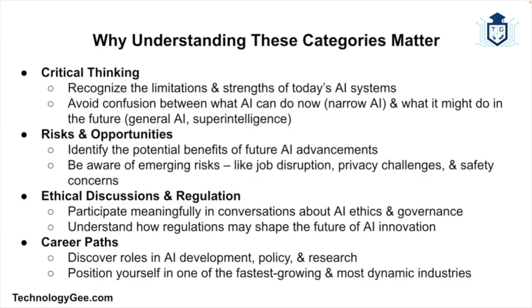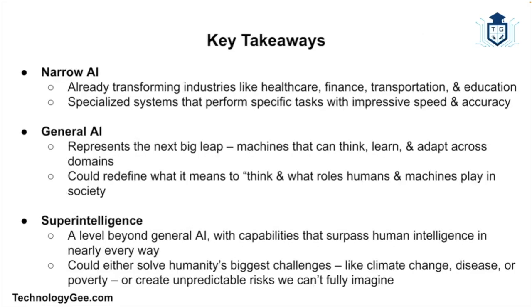So now you need to ask yourself, why does any of this even matter? Well, knowing the differences between narrow AI, general AI, and superintelligence isn't just good trivia. This helps you think critically about the AI tools that you use every day. It helps you understand the risks and opportunities for future developments. It helps you navigate ethical discussions about AI governance and regulation. So whether you're a developer, a teacher, a policymaker, or just an interested human being, this knowledge can give you power. Now, with all of that being said, let's go ahead and wrap all this up.